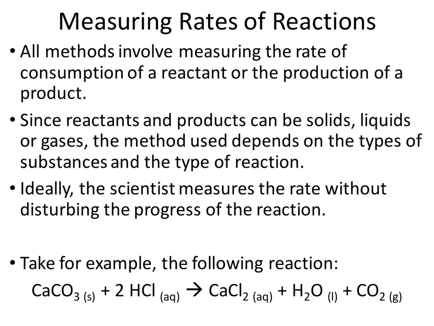So let's take, for example, this reaction at the bottom here. We have calcium carbonate reacting with hydrochloric acid to produce calcium chloride and carbonic acid. Remember that carbonic acid breaks apart into water and CO2, and that's what we're going to have over here. So let's take a look at how we can actually measure this reaction.